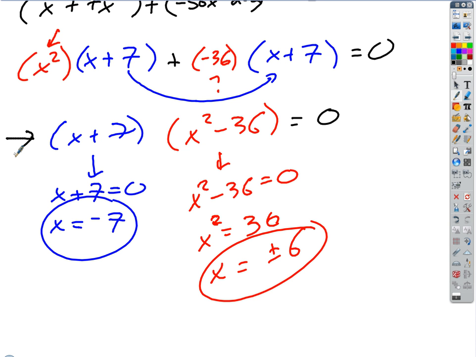I can set both of those 2 factors equal to 0 and just solve to find the zeros. I don't have to go any further. If I set that one equal to 0, I get the solution x equals negative 7. If I set this one equal to 0, and I solve for x, I get x equals plus or minus 6. So the strategy is, in a way, you're taking this one great big ugly polynomial equation and you're breaking it into small factors. So when I set those factors equal to 0, I'm getting little mini equations that are easier to solve.